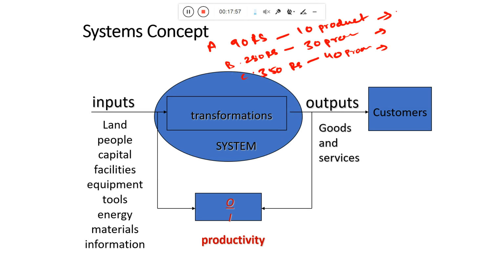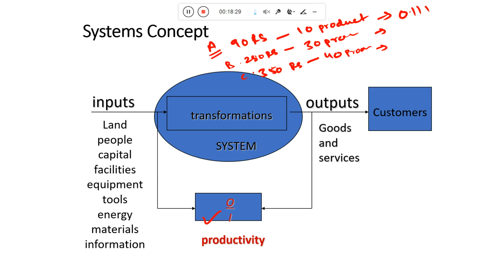Can you tell me quickly, class, what will be the productivity of A? Am I audible? Yes, sir. Okay, so can you calculate what is the productivity of A? It is nothing but the ratio of output on input, right? Here written clearly. So 10 by 90 is, okay, 0.11.